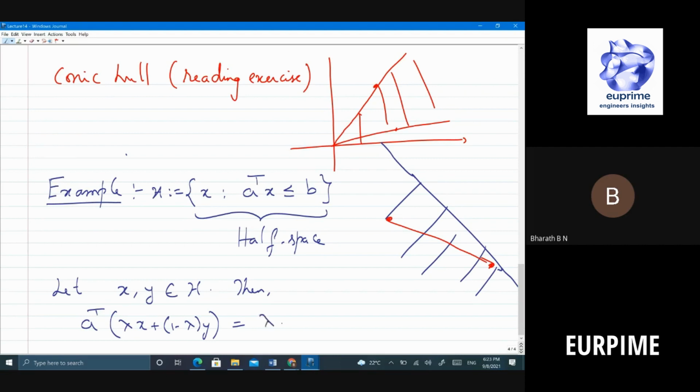That's trivial, right? So lambda A transpose x plus 1 minus lambda A transpose y, but this is less than or equal to, A transpose x is less than B. A transpose y is also less than or equal to B. You will get B, right? So A transpose times the new point is less than or equal to B. Therefore, this implies lambda x plus 1 minus lambda y belongs to C. Sorry, belongs to H. Right? So that proves that half space is a convex set.